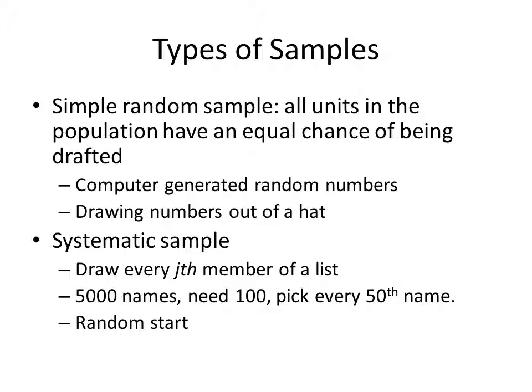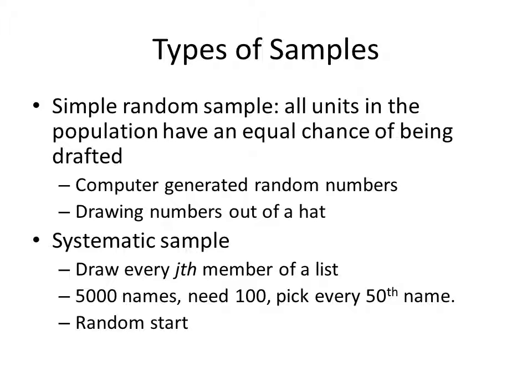A more modern way would be computer-generated random numbers. You assign everyone in the population a number, and you draw those numbers, again, out of a computer simulation rather than a physical hat. The simple random sample means everyone in the population has an equal chance of being pulled. And this is important if we want to make inferences. We need that randomness. Randomness is the key to making good inferences about an entire population.